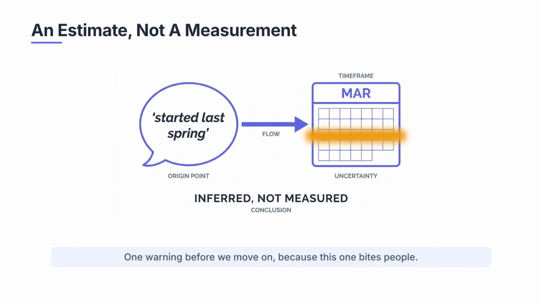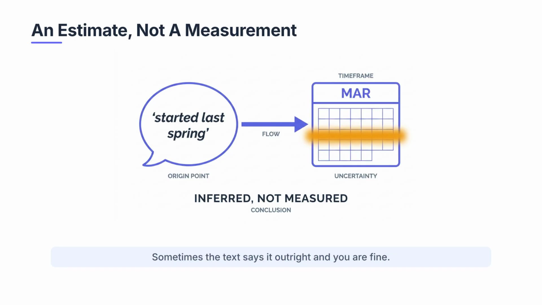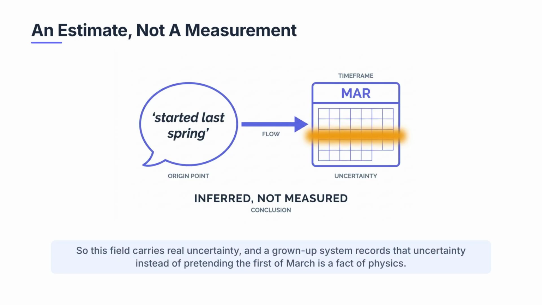One warning before we move on, because this one bites people. Valid from is almost never measured. It is inferred, usually by a language model reading an ordinary sentence, like "Dana started at Helios last spring," and quietly turning that into a date. Sometimes the text says it outright, and you are fine. Very often it says "2 weeks ago," and the extractor has to know what day it was reading to work out what that means. So this field carries real uncertainty, and a grown-up system records that uncertainty instead of pretending the 1st of March is a fact of physics.